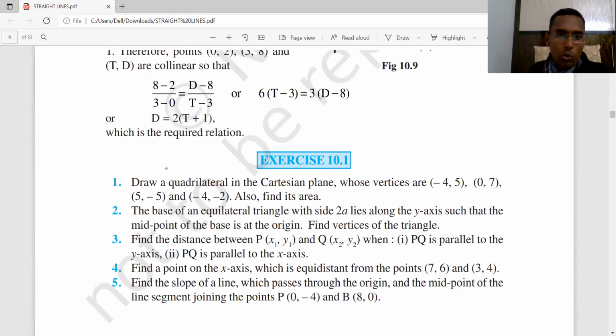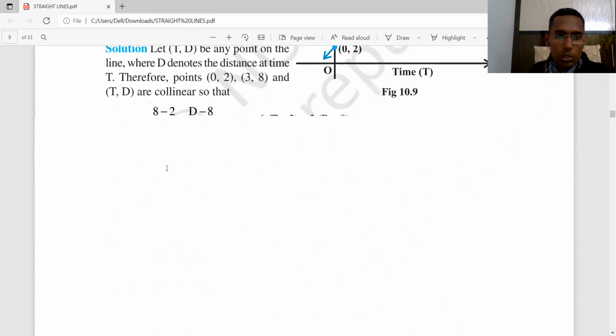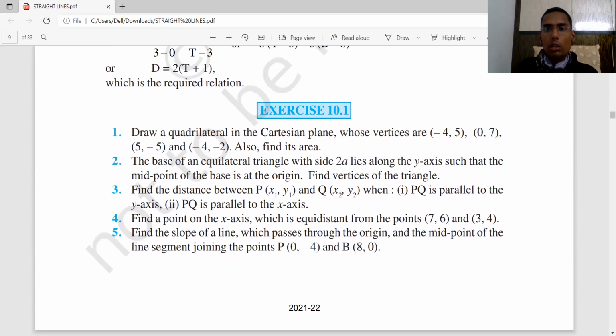Then you have to do examples. So many examples are there here. You should learn the examples also. Then you should do the exercise. That is better. Then tell me, what are your doubts in the exercise?